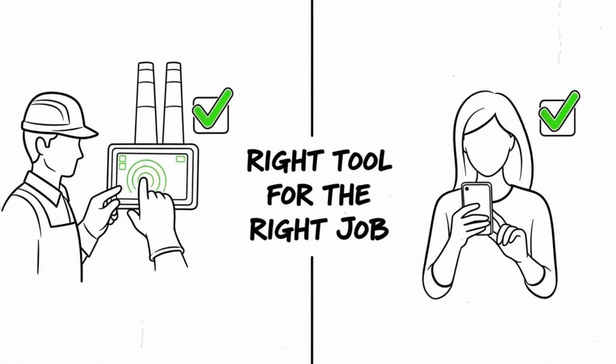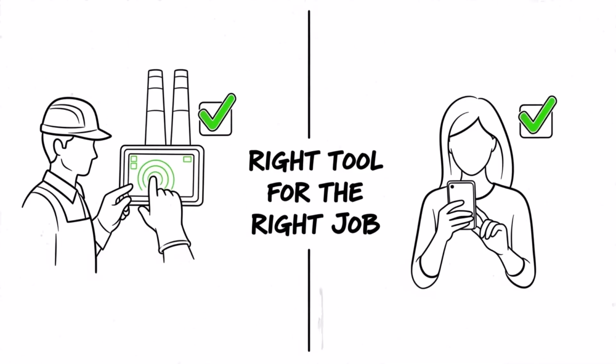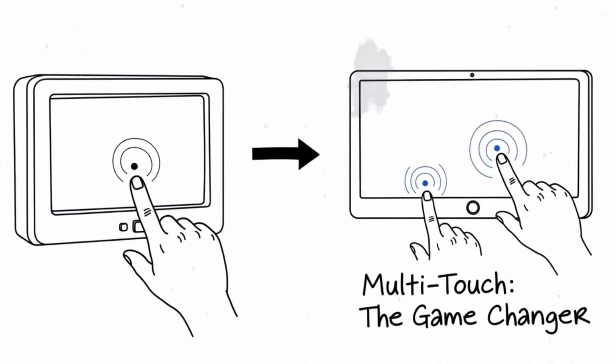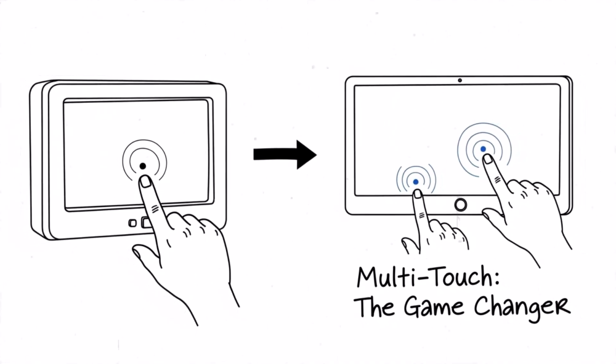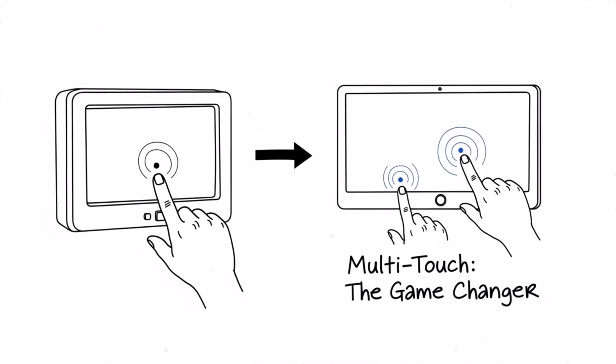Next is force sensing. Some devices introduced pressure-sensitive touch, where the screen detects not just location, but how hard you press. This allowed different actions depending on pressure level. Although not widely adopted long-term, it demonstrated how touchscreens could evolve beyond simple taps.